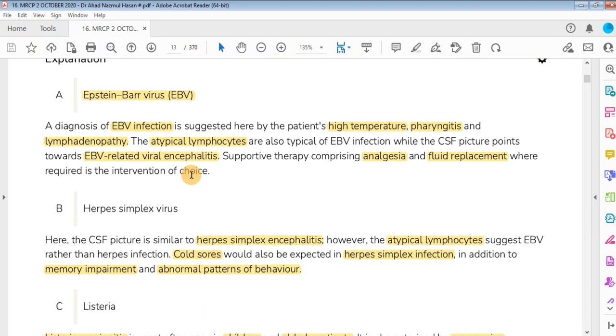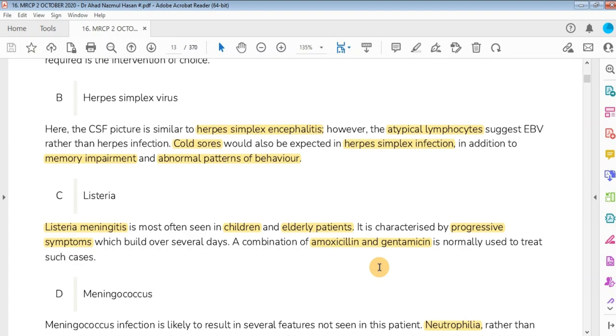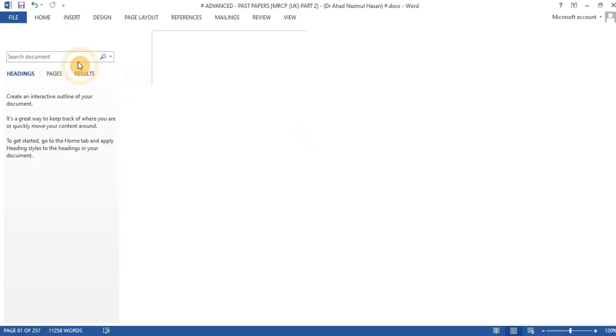And herpes simplex virus usually comes with the cold sore, or they will have the changes in the temporal lobe. And often the patient comes with memory impairment as well as an abnormal pattern of behavior. Okay, let me show you further.